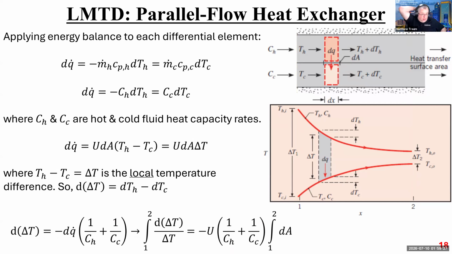Okay, so with those assumptions, we're going to apply the energy balance to each of these elements, kind of similar to the way we did before. But these are now differential elements, not complete pipes filled with liquid. We need that derivative in order to carry out an integration later on. So here is dq, which is equal to minus m dot of the hot side, cp of the hot side, delta T of the hot side. And right, that heat is the same leaving the hot side as it is entering the cold side. And so that's going to equal m dot c cp dTc, right?